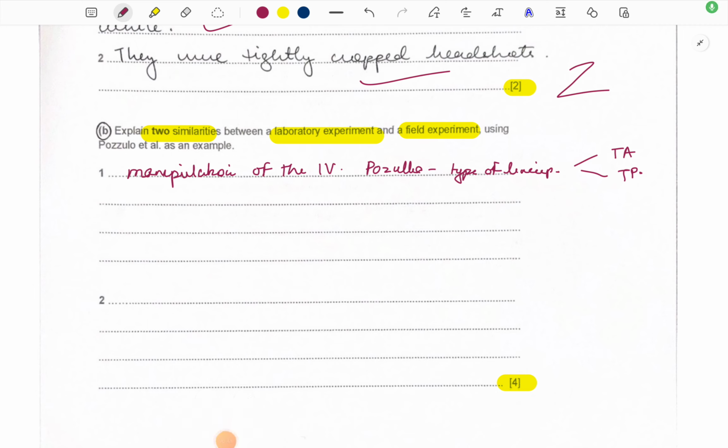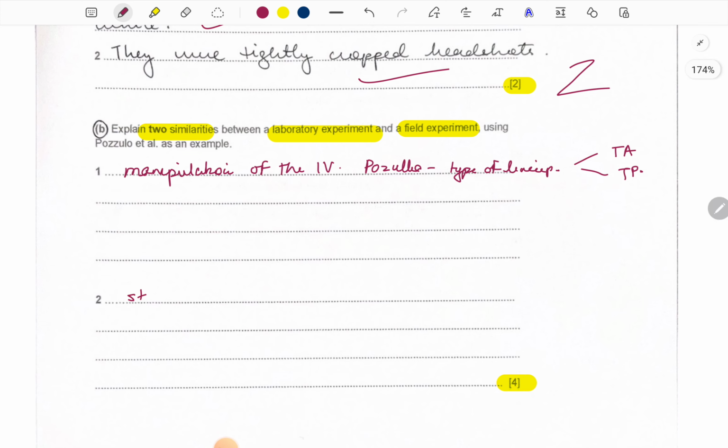Now for the other point, there are so many possibilities. As I mentioned earlier, measurement of the dependent variable. Standardization to an extent will be there in both, though it will be higher in a lab experiment, but it's there in a field experiment also. Some degree of control could be found in both. Quantitative data is generally collected in all types of experiments. So quantitative data is likely to be collected in both. There are so many points that we could give. For now, let me just take standardization. It's found to an extent in both types.